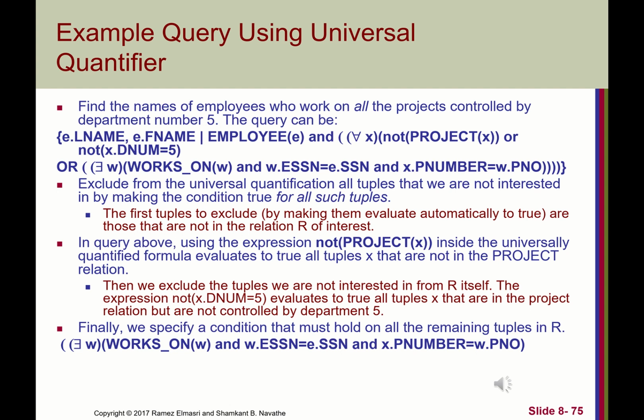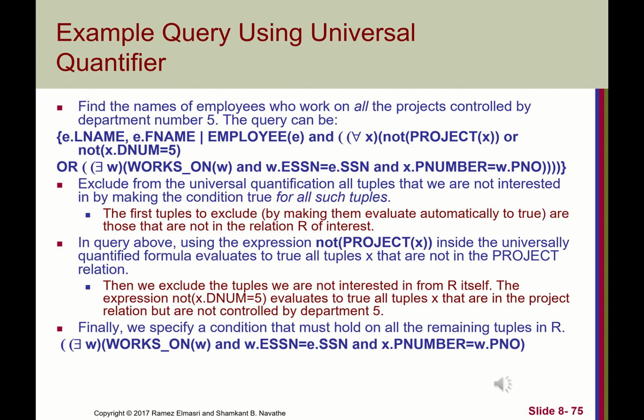Find the names of employees who work on all the projects controlled by department number 5. The query can be expressed as: {e.lname, e.fname | employee(e) and (for all x)(not project(x) or not(x.dnum = 5) or (there exists w)(works_on(w) and w.essn = e.ssn and x.number = w.pno))}.